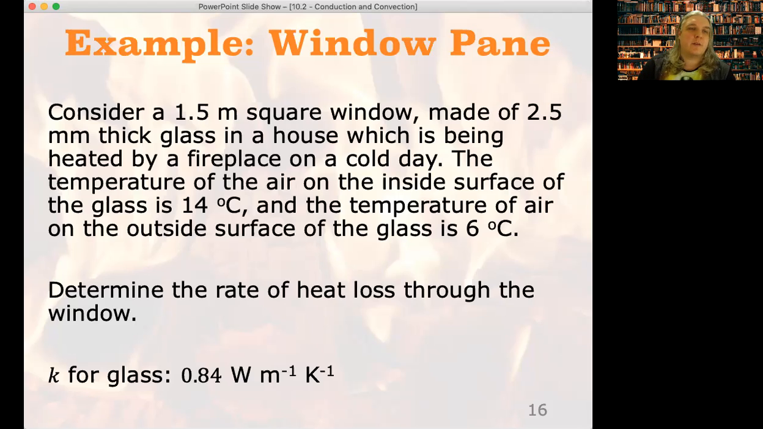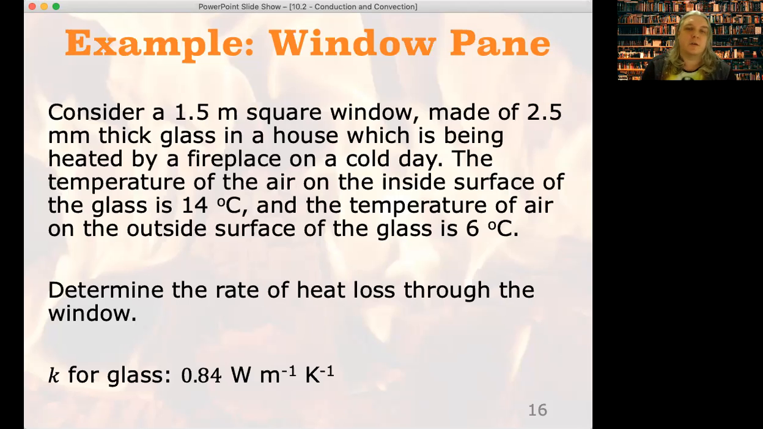So that's 1.5 meters square window. You may interpret that as being a 1.5 square meter window, which is different from a 1.5 meter square window. So the area here should be 2.25, just to be clear about that. Normally exam questions would be less ambiguous than this example.